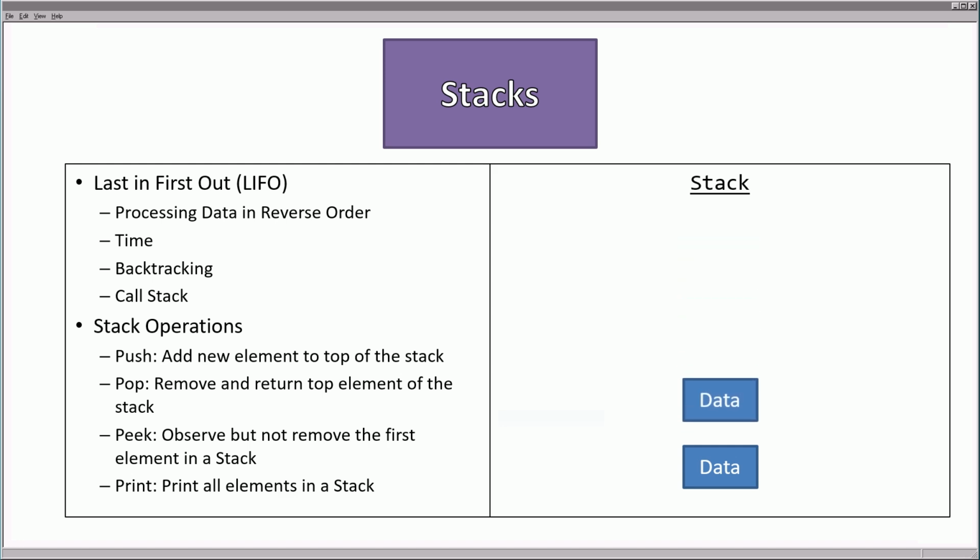A queue is first in, first out, FIFO. A stack is last in, first out, LIFO. Stacks are great for processing data in reversed order. They're also a great data structure to use this technique called backtracking. Now, just like before, with a queue, a stack is essential to how we do computing.